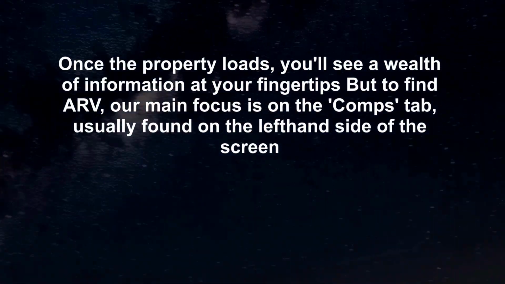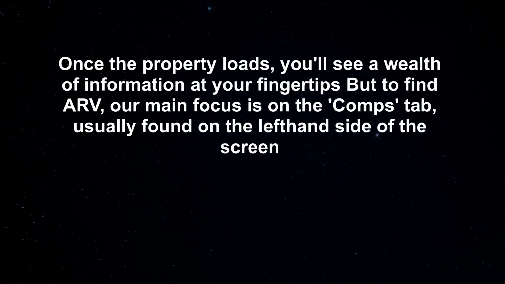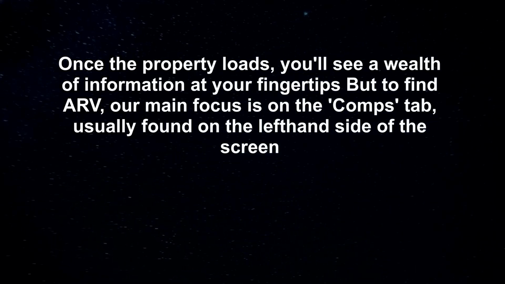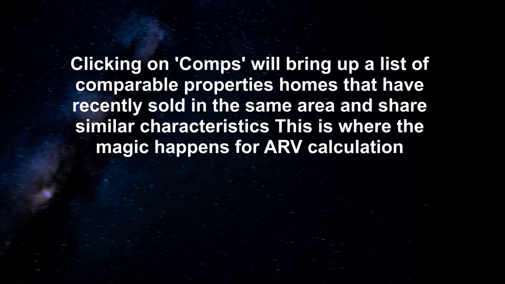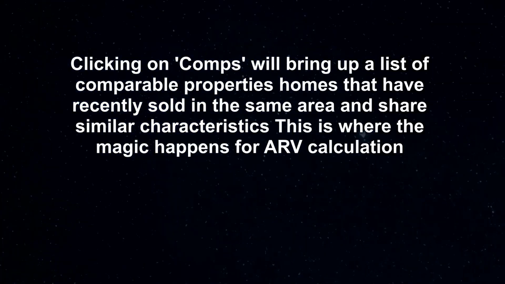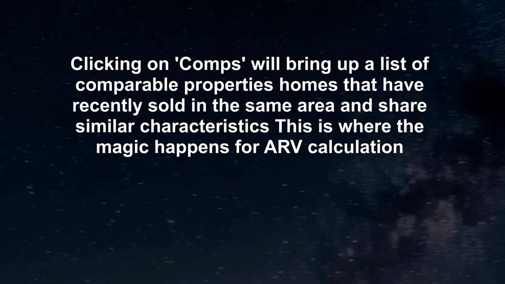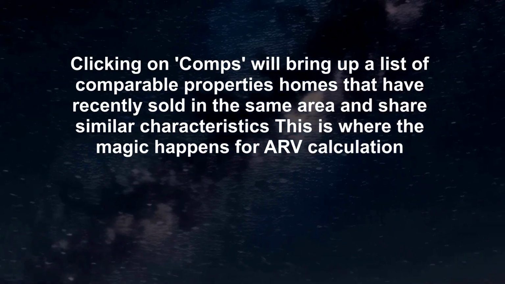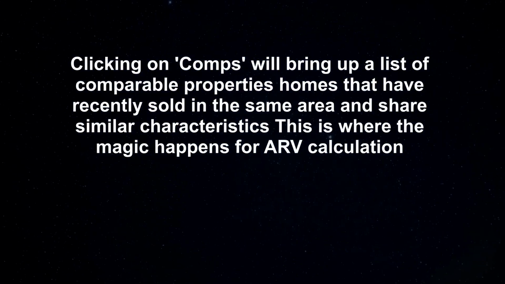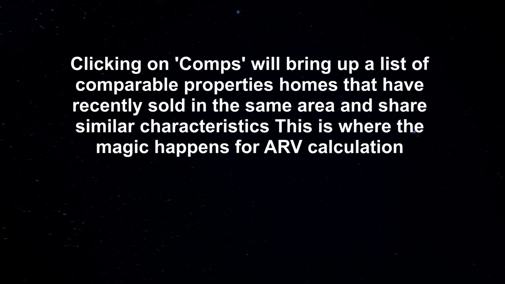But to find ARV, our main focus is on the Comps tab, usually found on the left-hand side of the screen. Clicking on Comps will bring up a list of comparable properties, homes that have recently sold in the same area and share similar characteristics. This is where the magic happens for ARV calculation.